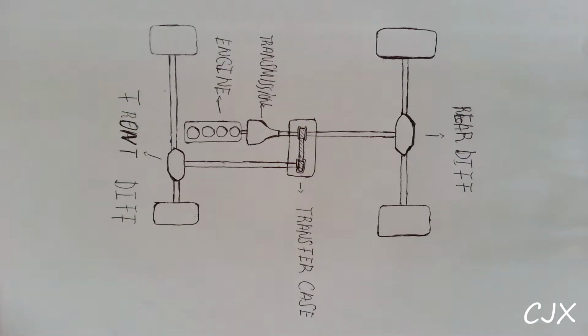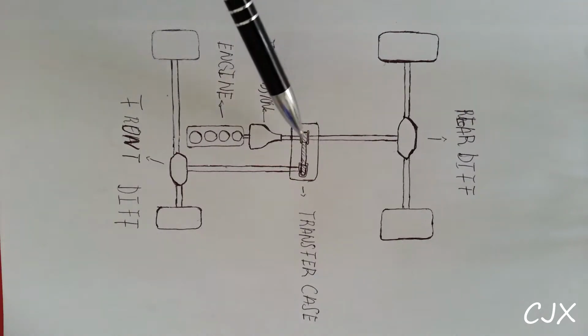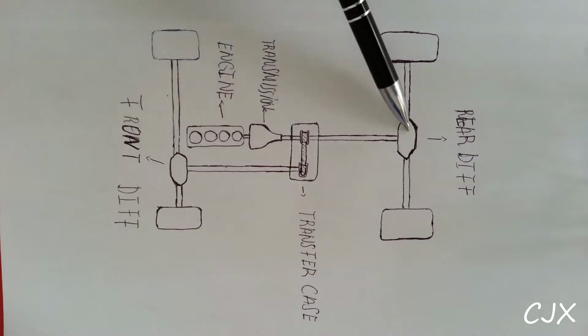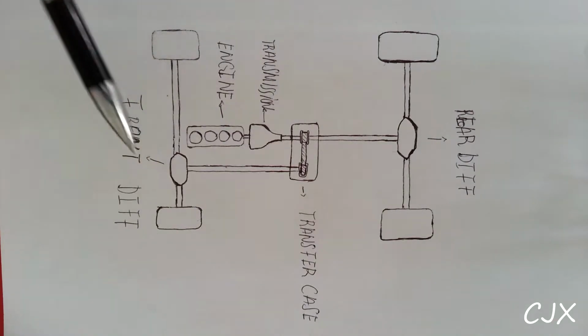So what happens in a part-time system is that you can choose between two-wheel drive and four-wheel drive. In two-wheel drive, depending on the design of the car, you can get the engine to send power to the rear differential or to the front differential, to the front wheels. But normally it's to the rear wheels, and when you're in four-wheel drive mode, the wheels will be spinning at the same speed because these drive shafts will be sending 50% of the power to the rear differential and 50% of the power to the front differential.